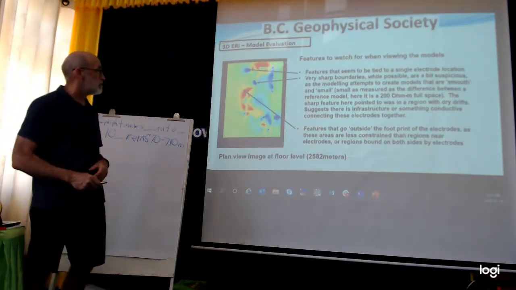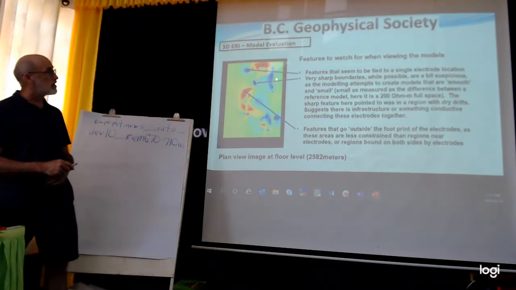And we're looking for the conductive zones. This is water probably coming down.